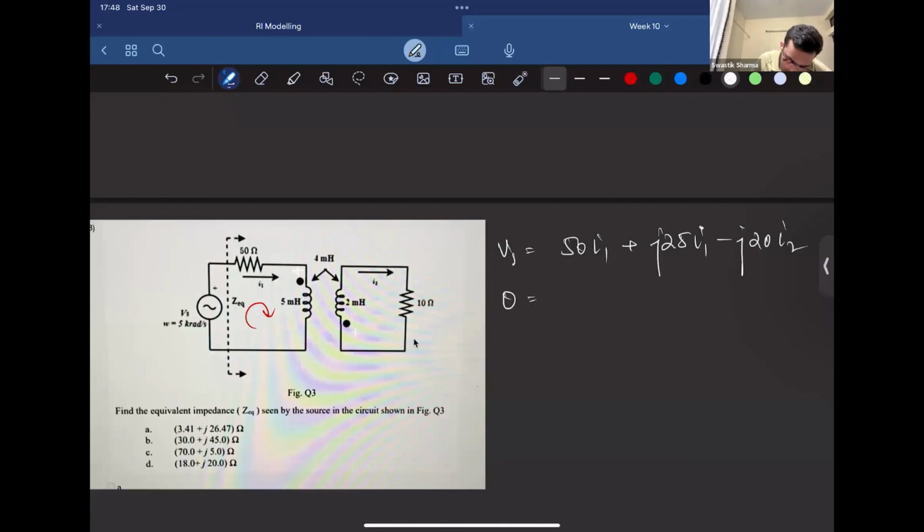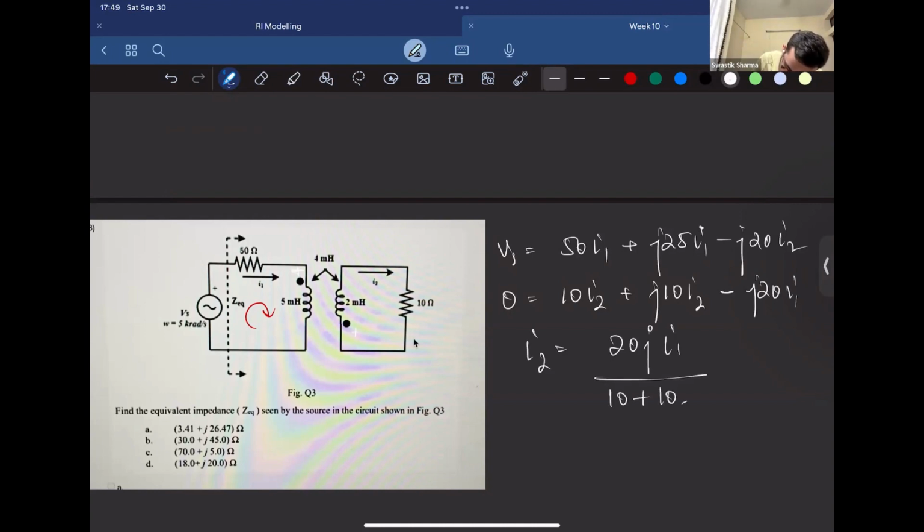And the other part is nothing but 10 times I2 plus j2 into 5 is 10. 10 I2, and then this would also be minus, right? j20 I1. So let's write I2 in terms of I1. So I2 would be what? 20 j I1 divided by 10 plus 10j, right?